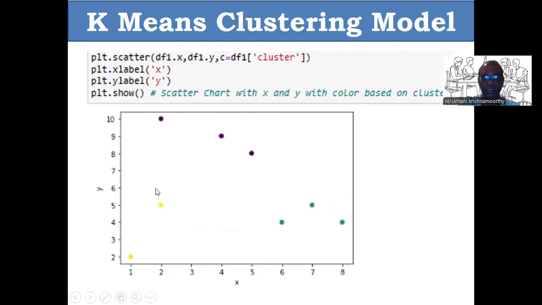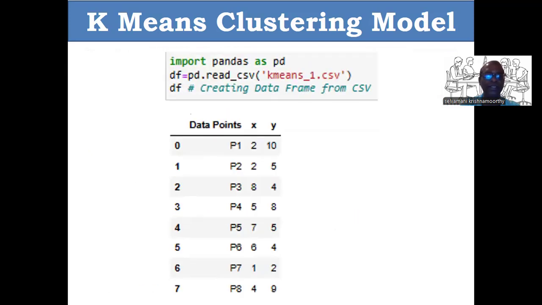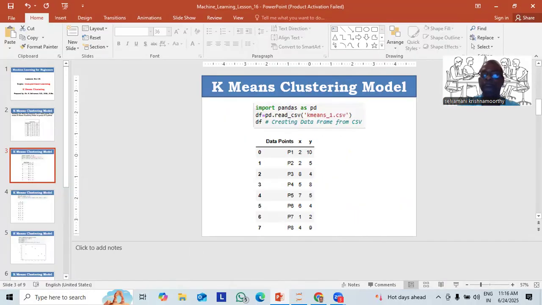Now I hope it is clear. This is cluster 1, cluster 0, cluster 1, cluster 2. Okay. Now the same thing I will demonstrate in front of you so that you can easily understand. First, as usual, I like to upload the kmeans underscore one CSV file. That is our first aim.